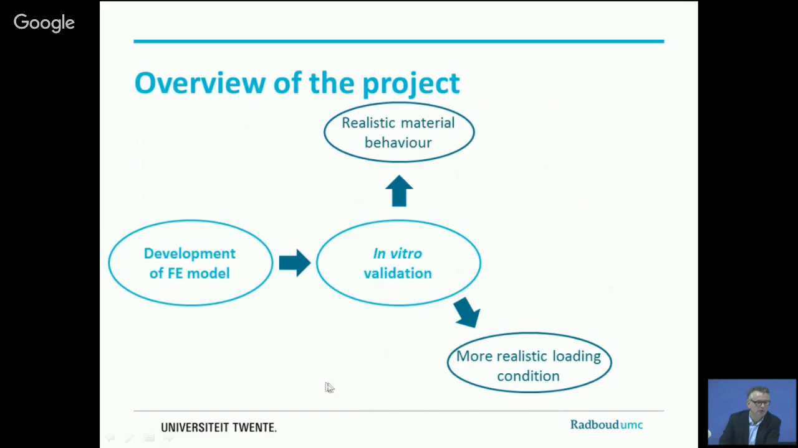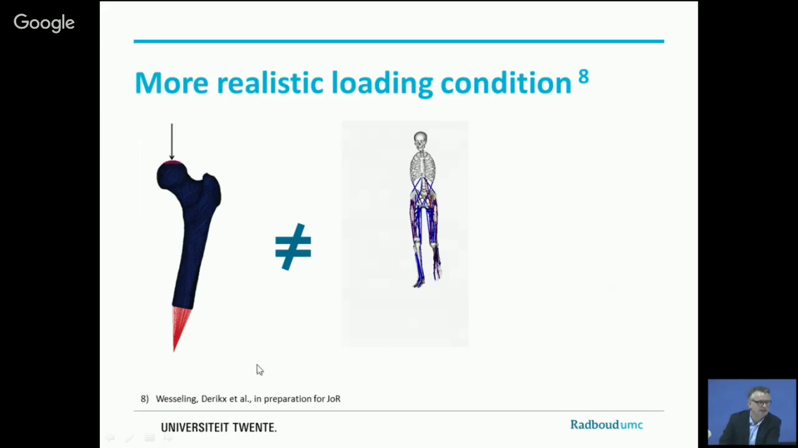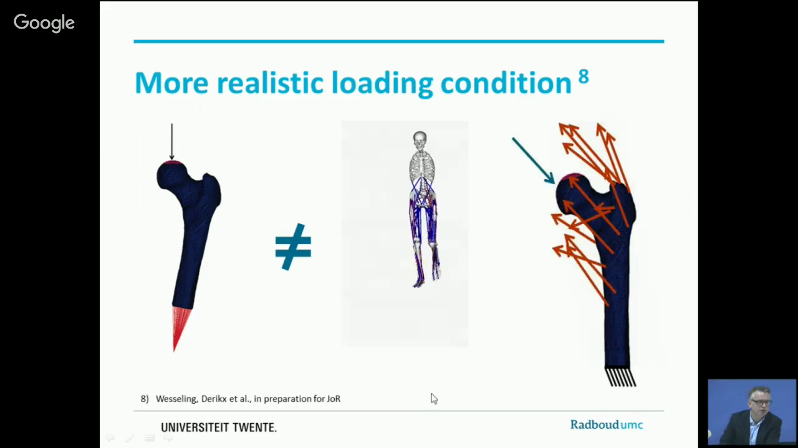Then going to the more realistic loading condition. What we used in our model is a very simplistic axial loading condition like I showed in the machine, and we use that for all our bones. And that's of course not what you find if you move around. So we can develop musculoskeletal models. So we have here a rigid body model, including all the muscles or most of the important muscles. And then you can apply a much more complex loading condition to the bone.